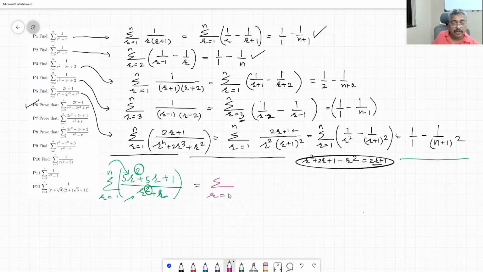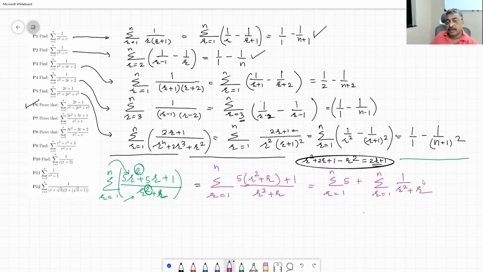So sigma r goes from 1 to n, we adjust it like 5 into (r square plus r) plus 1. I mean this sum is inviting this factorization. So if you split them into parts, you get sigma r goes from 1 to n of 5, plus sigma r goes from 1 to n of 1 upon r square plus r. This is problem number 1, P1, and this is problem number minus 10. We have done it in our workshop. This is 5n, and this is 1 minus 1 over n plus 1. That is the answer for problem number 7.